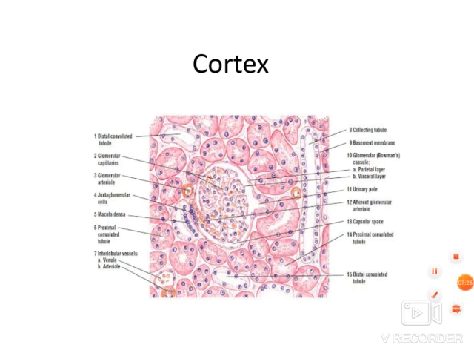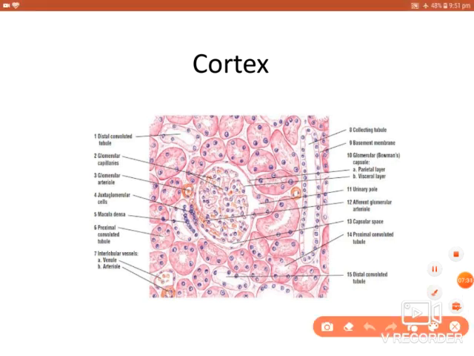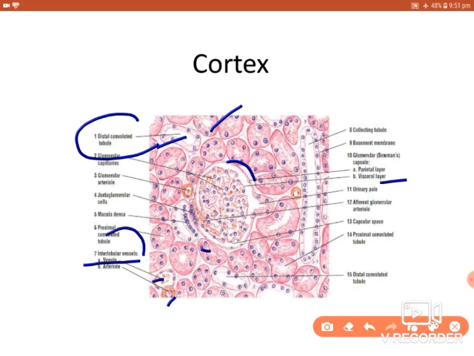So in the cortex, the kidney can be identified with the help of the renal corpuscles, these round structures. Then the deeply stained tubules are the proximal convoluted tubules. The slightly stained tubules are the distal convoluted tubules. Also, you can see the venules and arterioles. Interlobular vessels are also there.